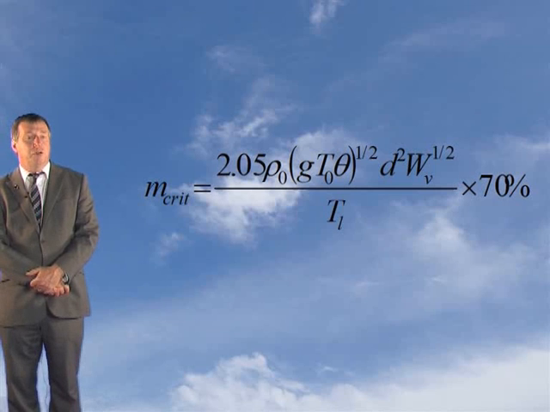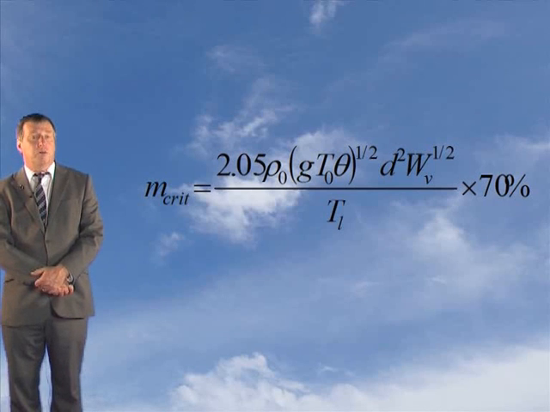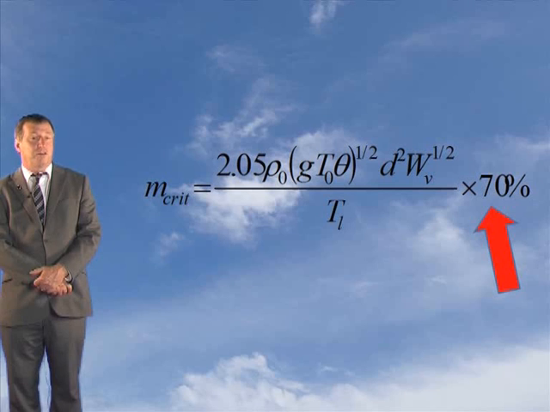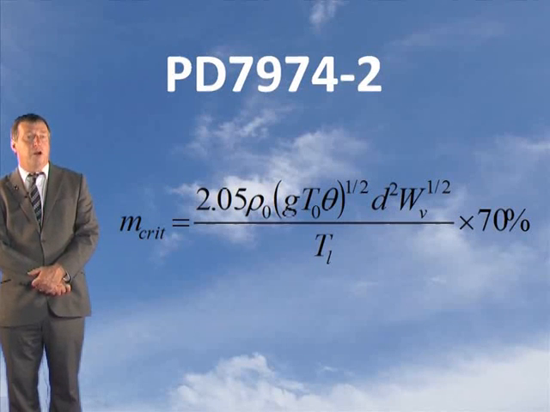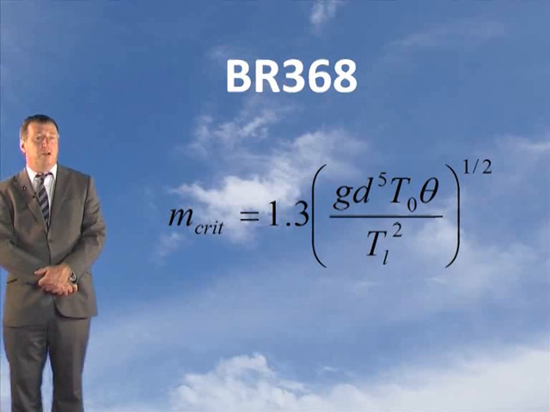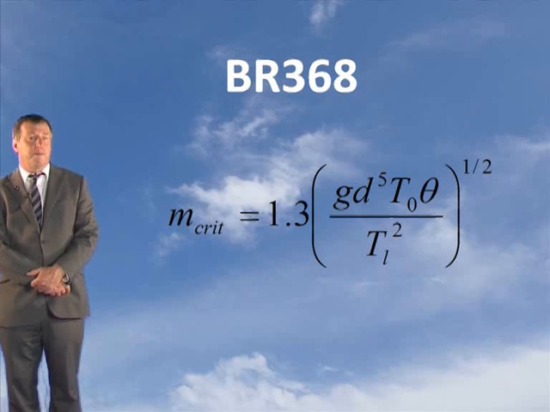As mentioned just now, there is an alternative to this equation for exhaust points within 2 metres of the reservoir edge, and this alternative is shown here. It is simply to use the first model we looked at and to multiply the result by 0.7 or 70%. The latter model is proposed by PD 7974 Part 2, whilst the former is given by BR 368.